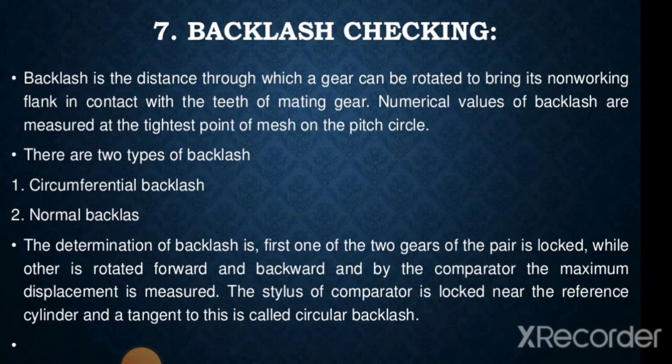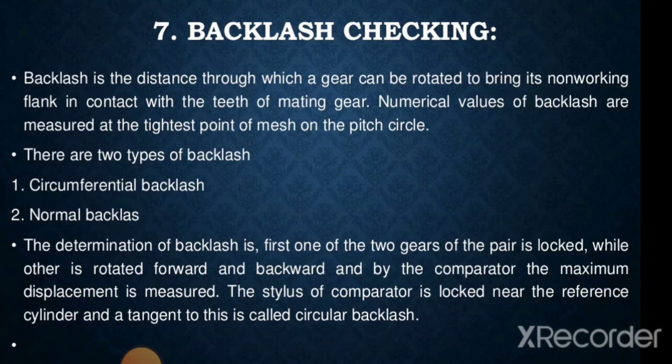Backlash is the distance through which a gear can be rotated to bring its non-working flank in contact with the teeth of the meshing gear. There are generally two types of backlash, that is circumferential backlash and normal backlash. It is difficult to determine the desired amount of backlash.